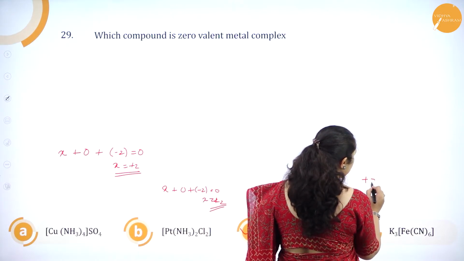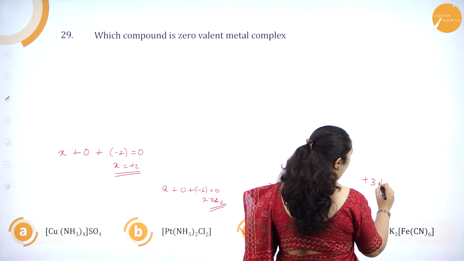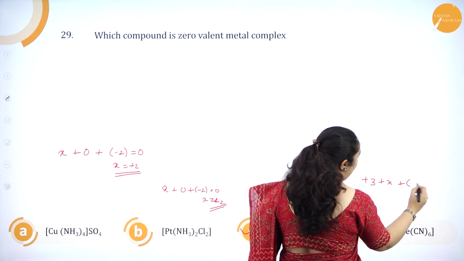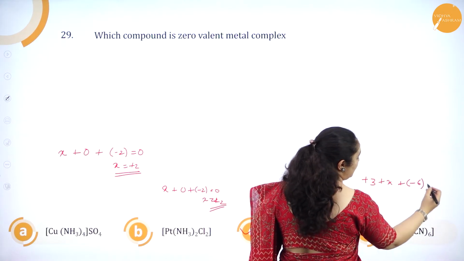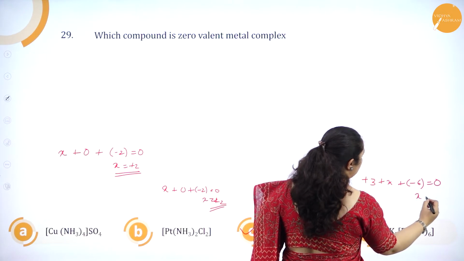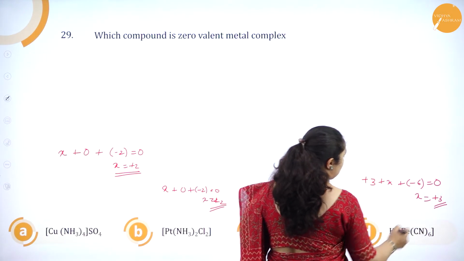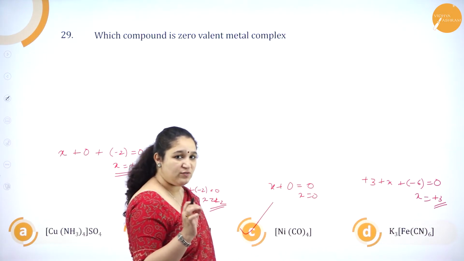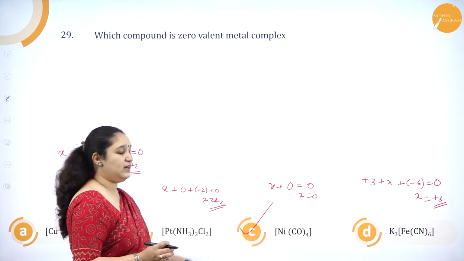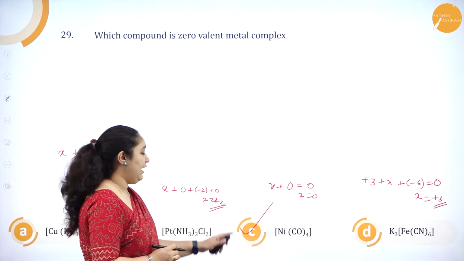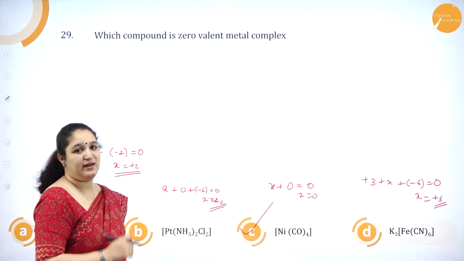For potassium, it is +1 into 3, plus X, plus cyanide is -6 because -1 into 6, is equal to 0. X is equal to +3 we will get. So, the valency of the metal is 0 only in nickel tetracarbonyl, and option C is the correct answer.